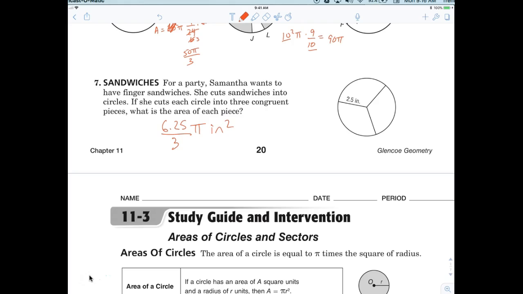Is it 6.25 pi or 6.25 over 3 pi? There's a pi involved, right? Does it matter? You see why it doesn't matter, right? Because it's pi over 1. So you could write it as 6.25 pi all over 3, or you could just say 6.25 over 3 pi. Yes, you're multiplying. The only thing is it doesn't go in the denominator.